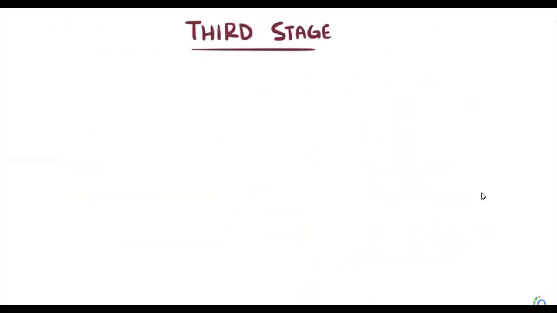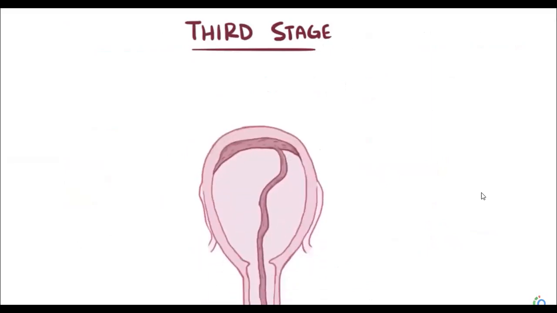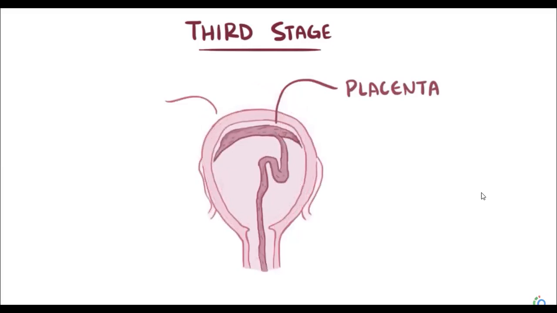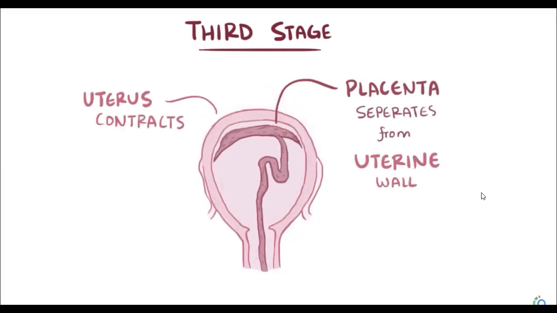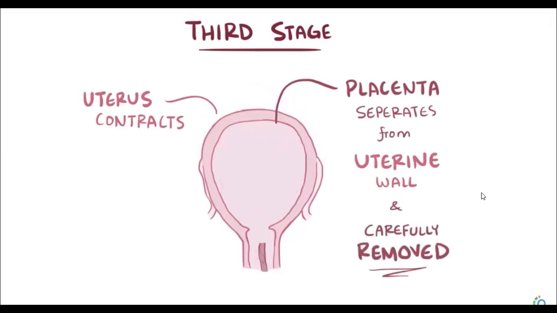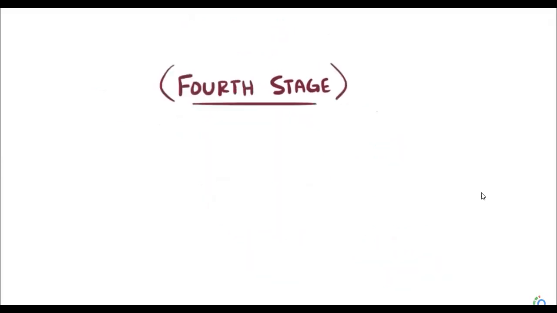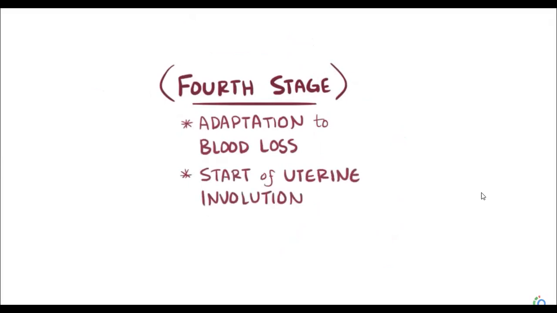The third stage of labor occurs after the baby has been delivered and involves delivery of the placenta. After the baby is delivered, the uterus contracts firmly and the placenta begins to separate from the uterine wall. It's then carefully removed to ensure that there are no placental remnants left in the uterus. Sometimes, several hours after delivery is called the fourth stage, because there are major physiologic changes like adaptation to the blood loss and the start of uterine involution, where the uterus begins returning to its pre-pregnant state.